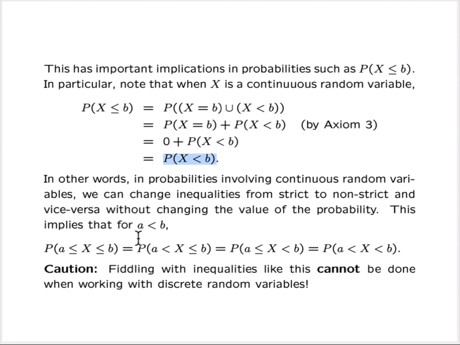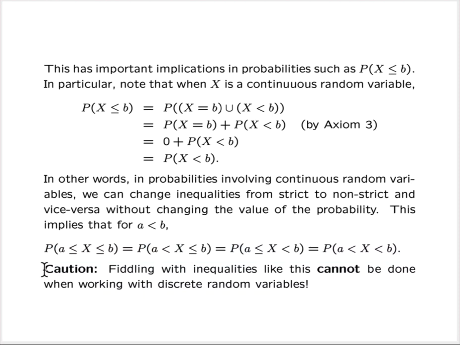So this implies that for real numbers A and B, where A is strictly less than B, the probability that X is greater than or equal to A and less than or equal to B is equal to the probability that X is strictly greater than A and less than or equal to B, which is equal to the probability that X is greater than or equal to A, but strictly less than B. And finally, this is all equal to the probability that X is strictly greater than A and strictly less than B. So in other words, when X is a continuous random variable, all of these probabilities are equal.